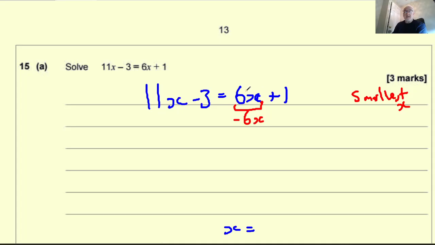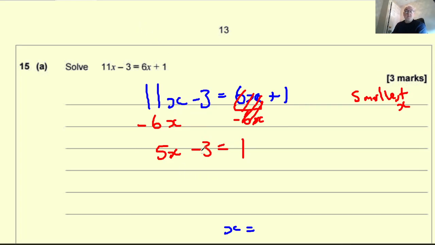by subtracting it. 6x take away 6x would be nothing, so it disappears. But I've got to do it both sides. Remember to balance the equation. 11x minus 6x is going to give me 5x. All the rest I'm going to bring down, because I haven't done anything with the 3 and I haven't done anything with the 1.